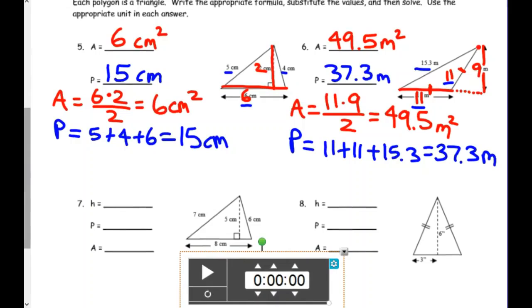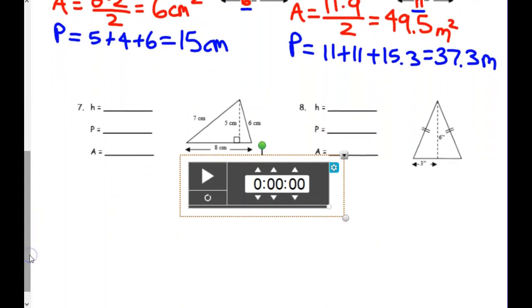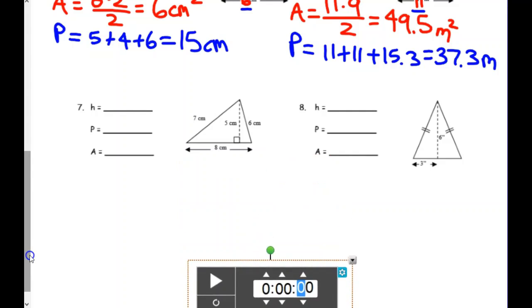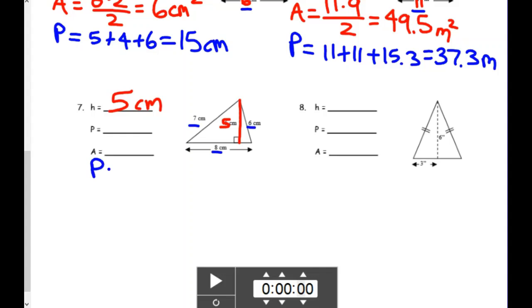What did you get for height? Can we do this right? Here we go. All right. What did you get for height? 5. I hope that was the easiest thing in the world for you because you see it right there from top straight down. You got 5, right? 5 what? Centimeters. And perimeter, well, remember, you just add up all three sides on the outside, 7 plus 6 plus 8, right? What do we get? 21. Yeah, 21 centimeters. Okay.